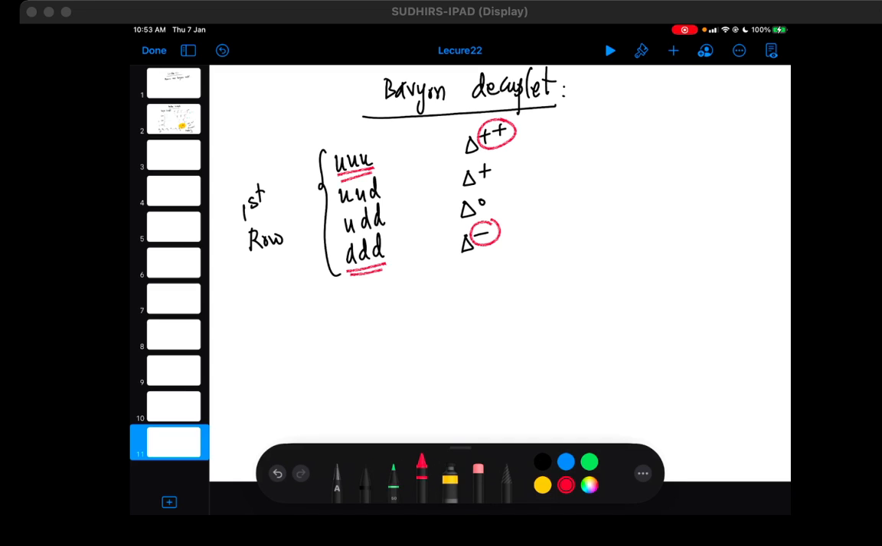The second row will start having one S quark. The second row has three particles which essentially have one S quark. This will be UUS, UDS, DDS, in the second row. We call these sigma plus, sigma 0, sigma minus. The electric charge of any three-quark state with two D quarks would always be minus 1 essentially.